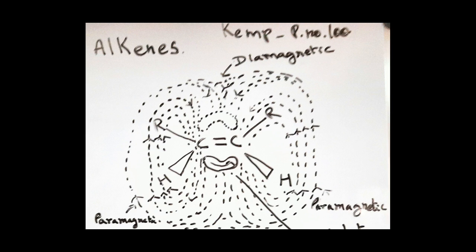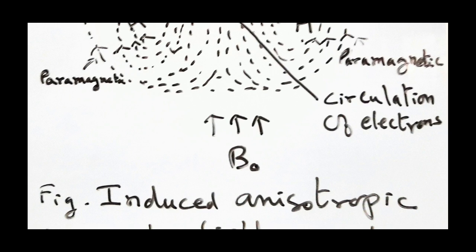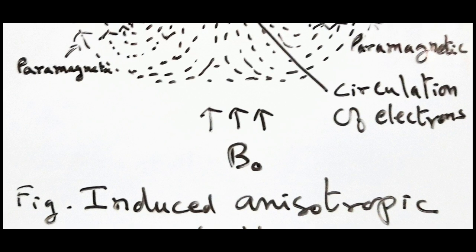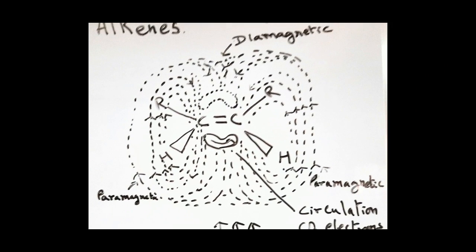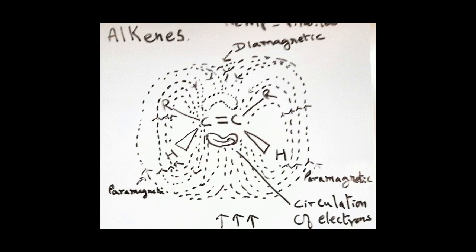When the pi electrons are circulating, they produce a secondary magnetic field when they are placed in an applied magnetic field H0 or B0. So B0 is the applied magnetic field. When you apply a magnetic field B0 to a molecule of ethylene, the circulation of pi electrons produces a secondary magnetic field around the carbon-carbon double bond. You can see how the pi electrons are circulating with the dotted lines I have indicated.